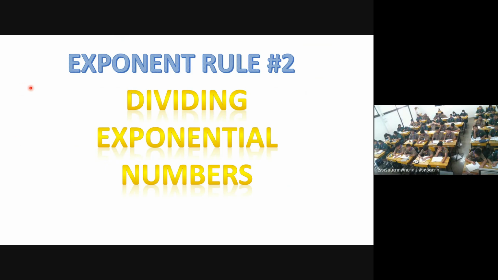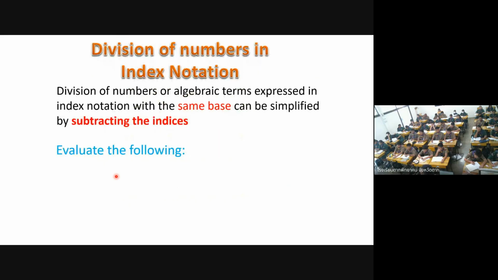Again, I just want you to write the rule. Okay, let's have this. Now, in dividing exponential numbers, the rule is that if they have the same base, a to the power of m divided by a to the power of n is the same as a to the power of m minus n. Earlier, in multiplication, we add. But this time, since this is division, you're going to subtract the exponent.